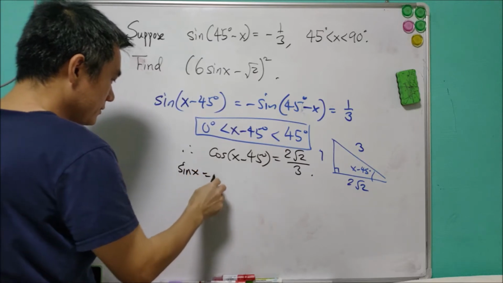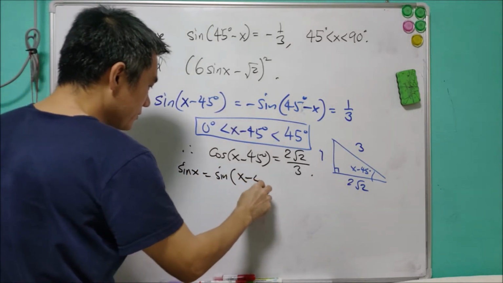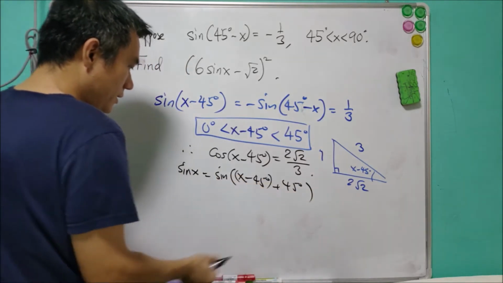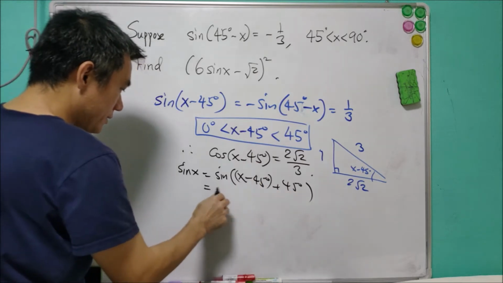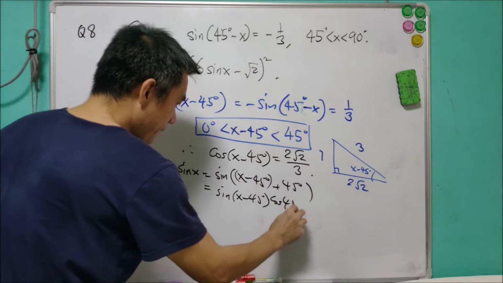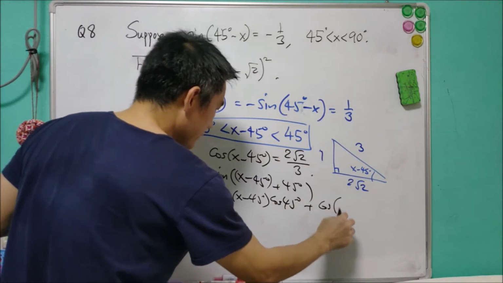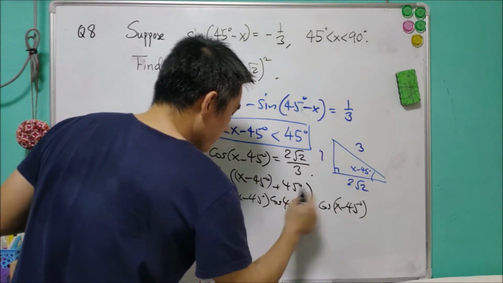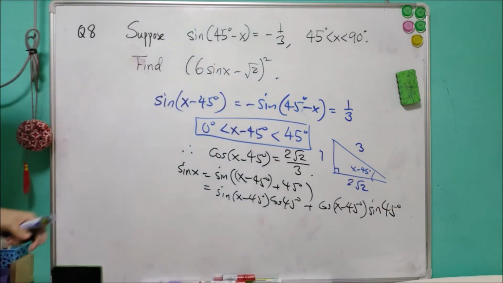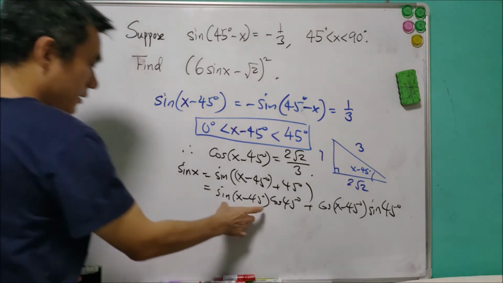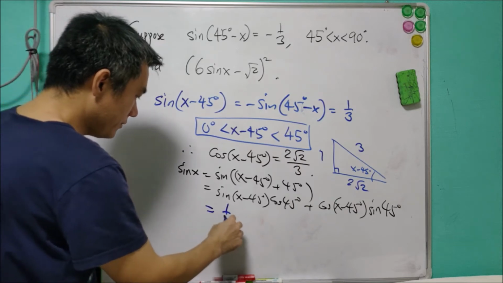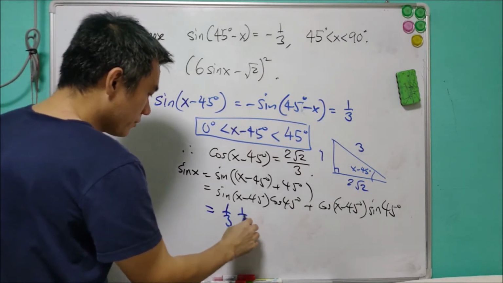Sine x, x can be written as x minus 45 degrees plus 45 degrees. Okay, so sine of (a plus b) equals sine a cosine b plus cosine a sine b. Right? So sine of (x minus 45 degrees) is 1/3. So this is 1/3. Sine 45 degrees is 1/√2.